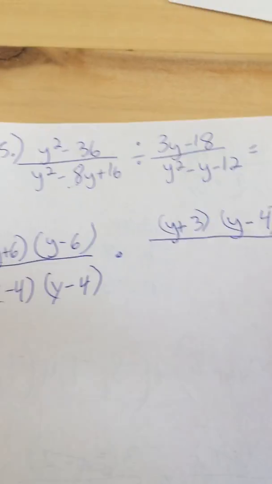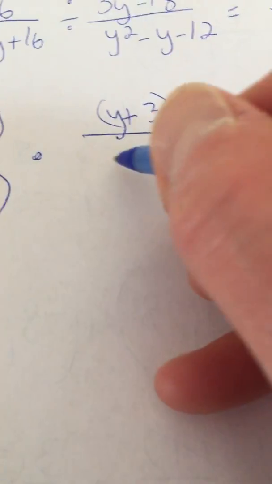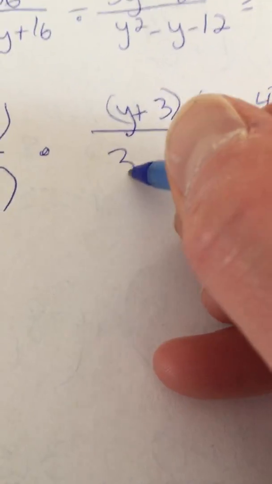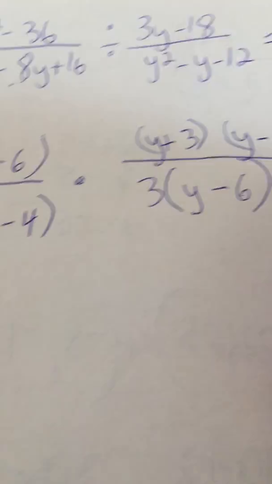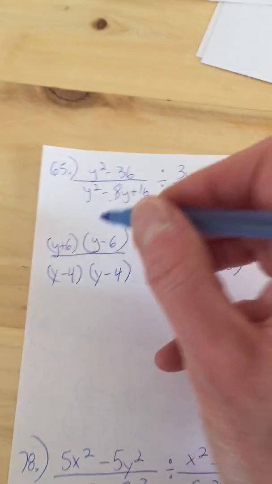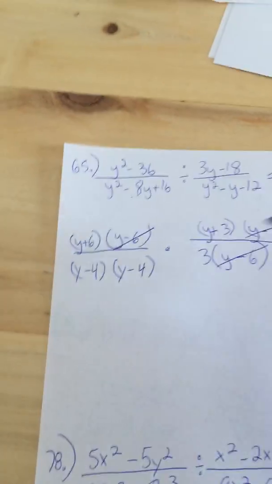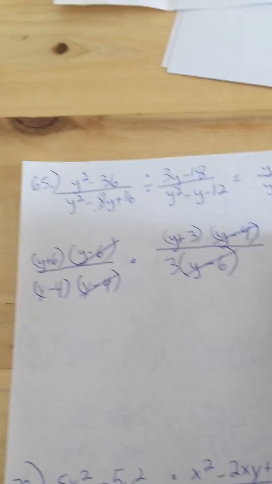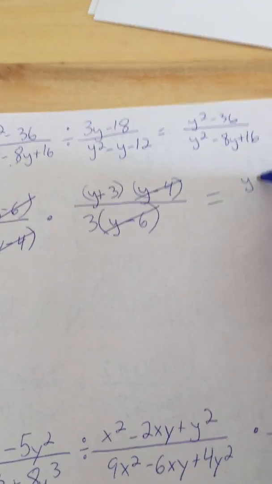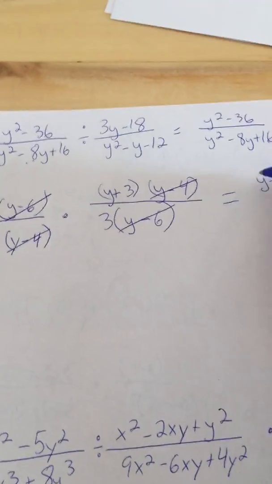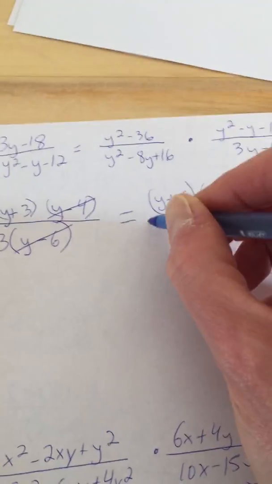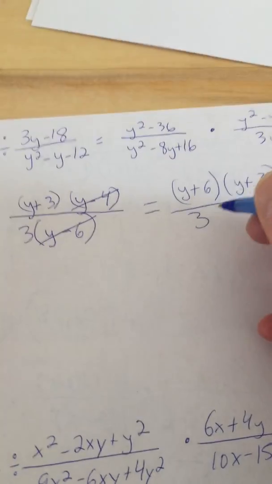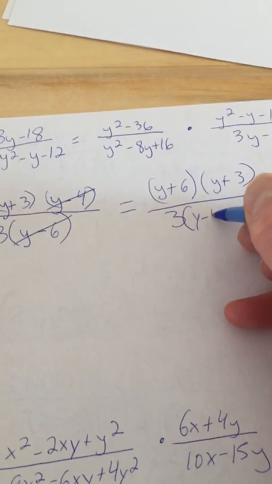And then down here, I think I'm just going to keep this, well, maybe I'll pull out the 3. So y minus 6 is what I'm going to have down here. So again, you're going to see you can cross that off, you can cross that off, you can cross that off, you can cross that off. And then up top, you're left with y plus 6 times the quantity of y plus 3 over 3 times the quantity of y minus 4.